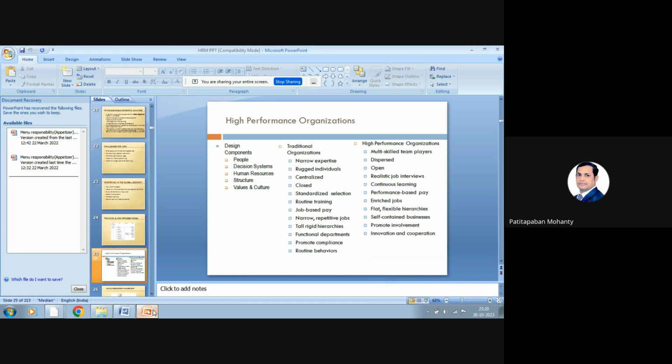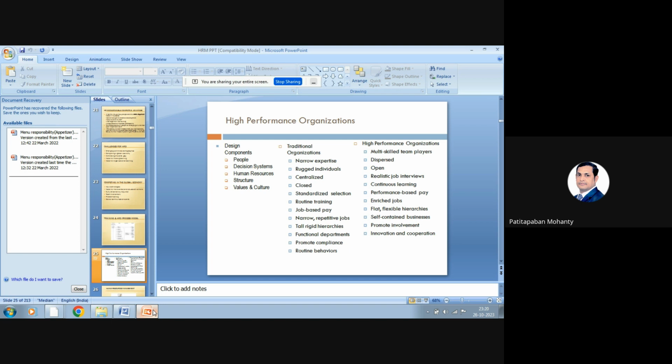And traditional organizations have narrow expertise. It's the kind of expertise which you require, because when your expertise is not broad in mind, or not broad in structure, then it creates problems. Then rock the individuals, then centralized, then closed, and another one is called standardized selection. And routine training is very much important. Normally it happens in most of the traditional organizations. They go for routine training and job based pay.